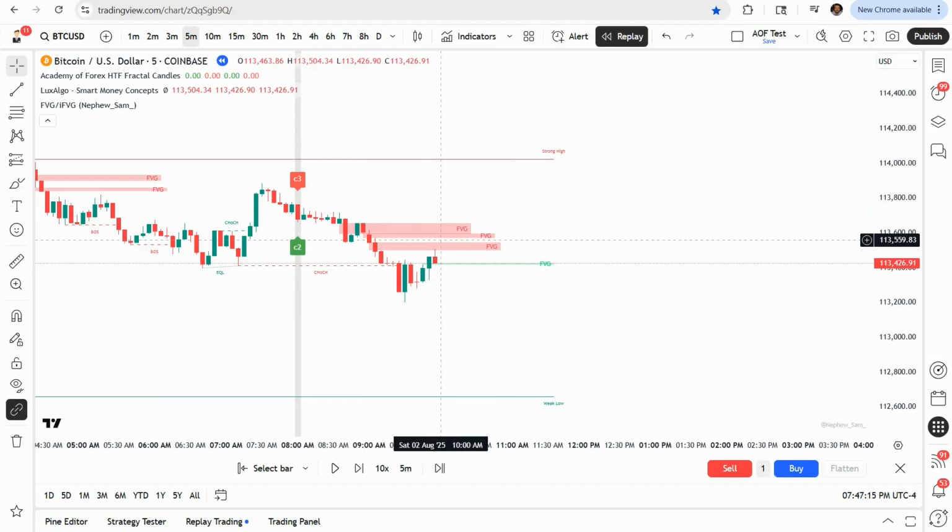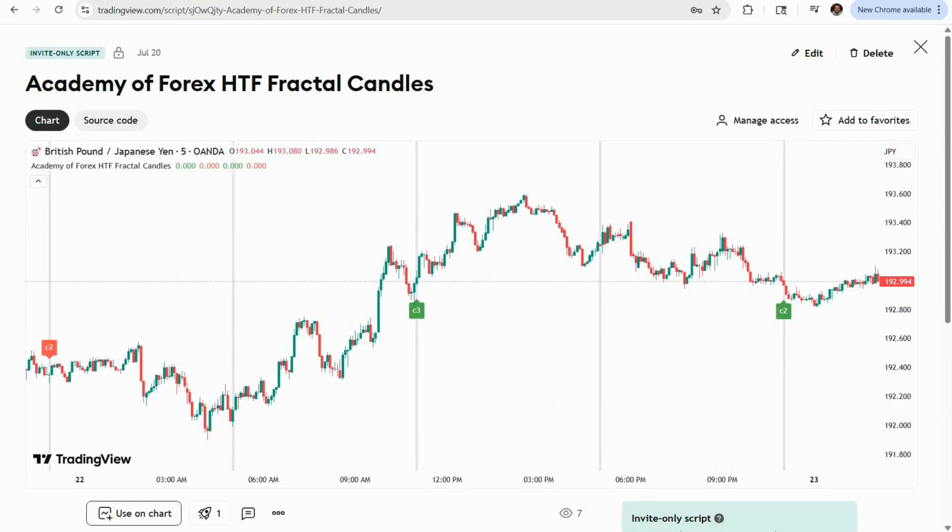And the last indicator we will add to the screen, and the most important, is going to be the Academy of Forex higher time frame fractal candle indicator. This is the indicator you get when you join our Patreon.